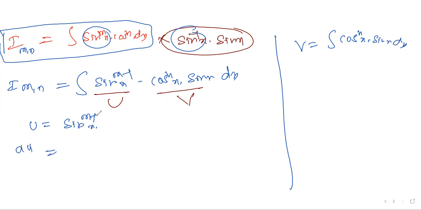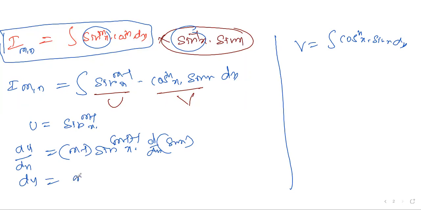So du is equal to (m-1) into sin^(m-2) x, d by dx of sin x. Now du is equal to (m-1) into sin^(m-2) x into cos x, because d by dx of sin x is cos x. Any doubt? This is the du value. Now v is equal to the integration of this.